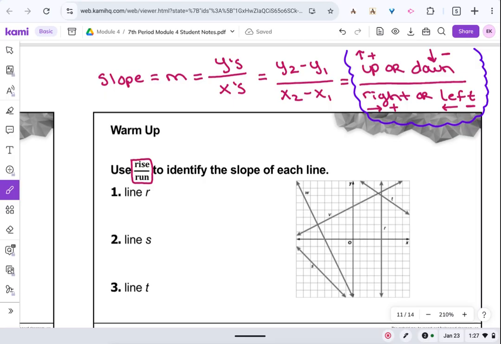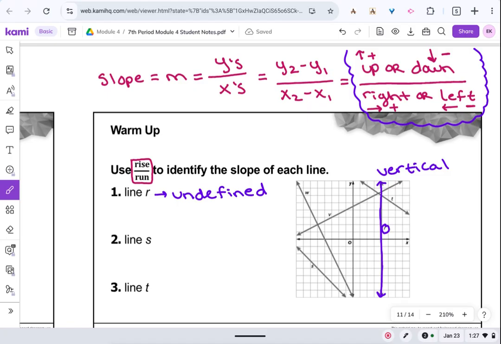So what we're trying to do is identify the slopes of these different lines. The first one we're going to look at is line R. And now these are kind of hard to see, but this is line R right here. Now line R is a special line. Line R is a vertical line because it's going straight up and down. Vertical lines have a unique slope. The unique slope for a vertical line is undefined. So if I have a line going straight up and down, our slope for that is always undefined.